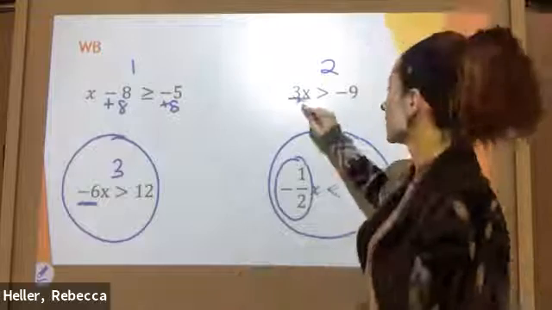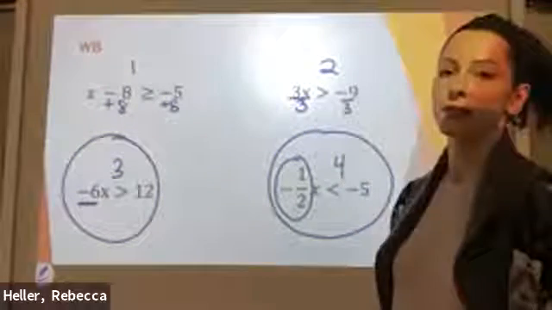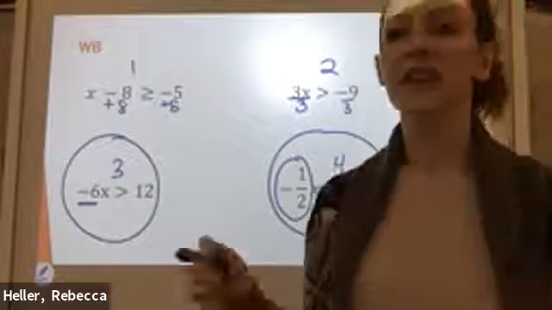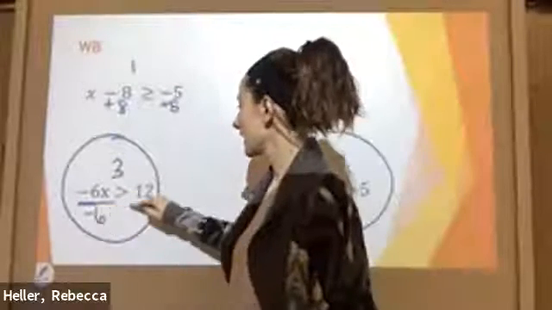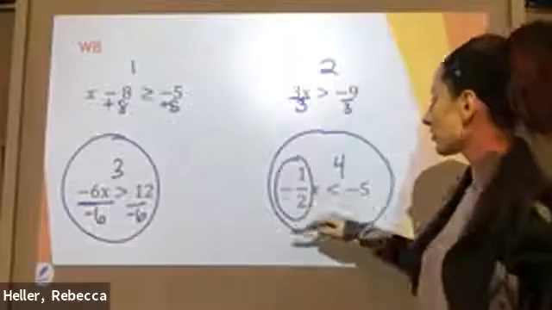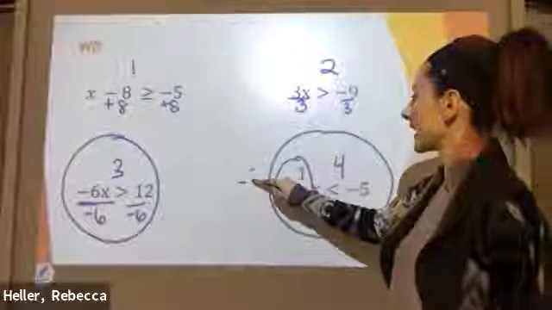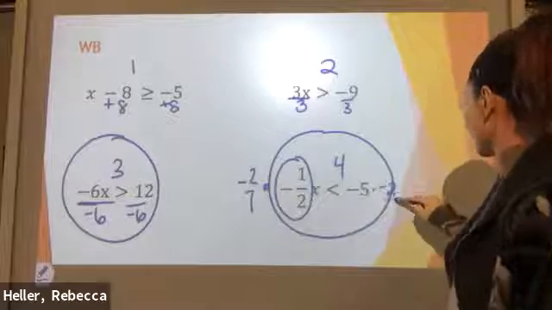This one you're going to divide by a +3, so it won't flip it. Remember, it's not if the answer is negative, it's if the number you're multiplying or dividing by is negative. Okay? So here you're dividing by -6. Here you would multiply both sides by -2/1.